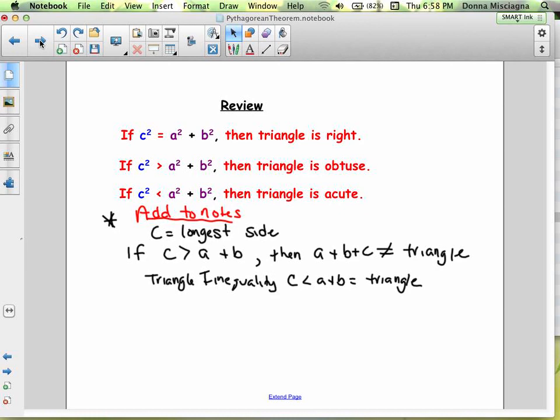If c is greater than a plus b, then a, b, and c do not make a triangle. The triangle inequality theorem states that c has got to be less than a plus b to be a triangle. The longest side has to be smaller than the sum of the other 2 sides. Otherwise, the other 2 sides can't reach each other. Okay? And that's all there is to the converse of Pythagorean theorem.